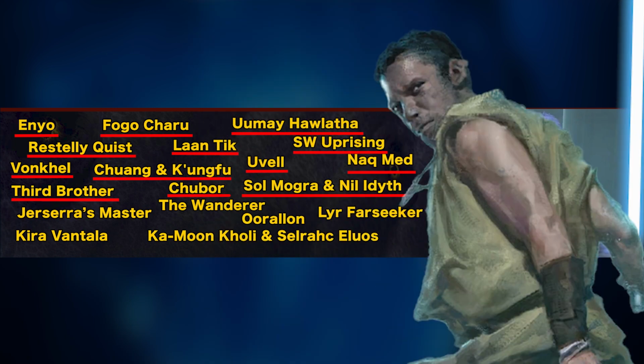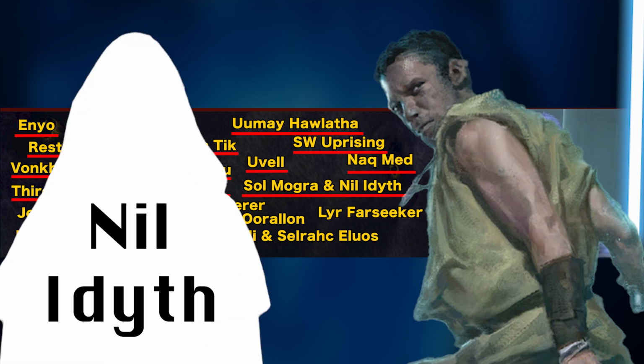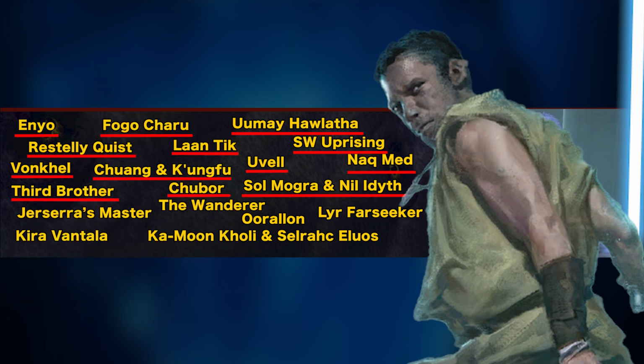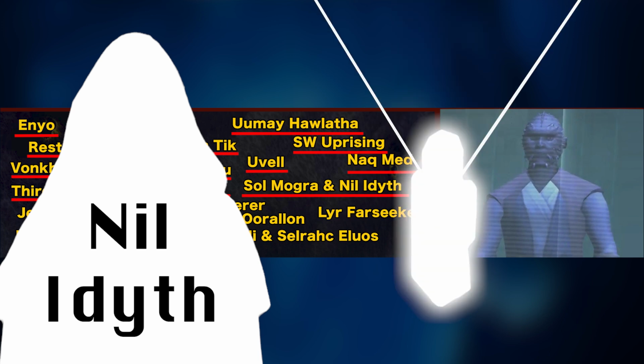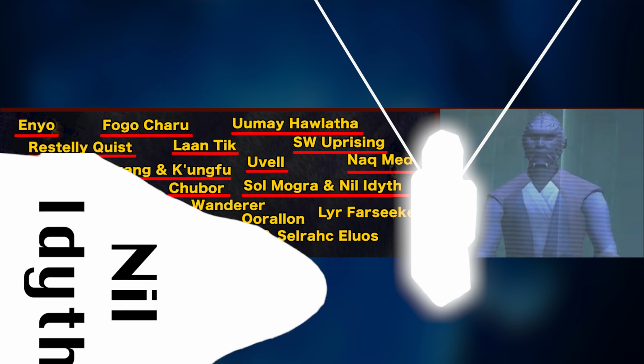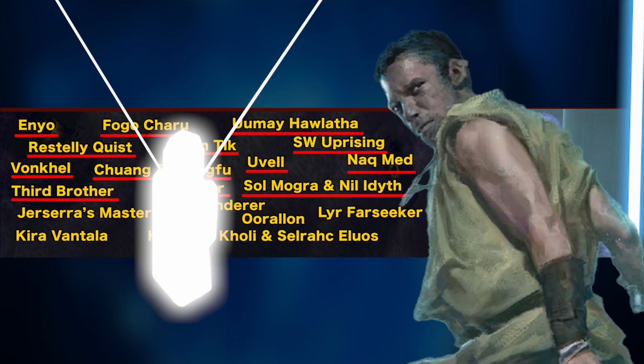Next there's Sol Mogra and Nil Idith. These two Jedi were once Master and Padawan. Sol became a Jedi Knight, and Nil was a Jedi Master. Nil Idith was thought to be a modest and upstanding Jedi, but this was only through burying his dark emotions in an amulet. Because of this, he would be consumed by the darkness in the night and kill people in the Coruscant underworld. He was later killed by an assassin, and the amulet was given to Sol Mogra.